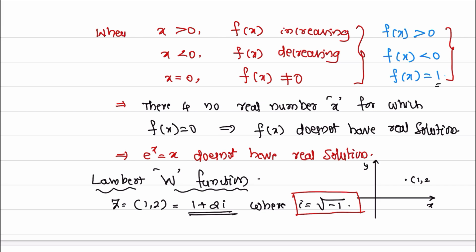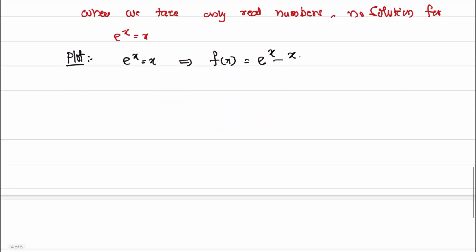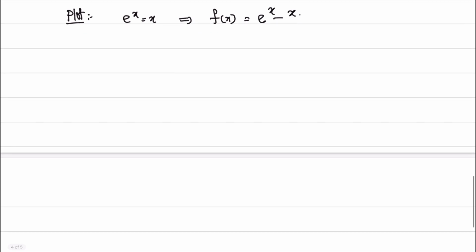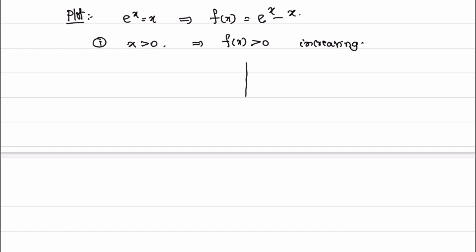Then how do we draw it? Please, let us not find any values, let us draw it. We can easily draw it. You just see. The first condition is, from the previous discussion, x is greater than 0 implies function f(x) is greater than 0 and increasing exponentially because e to the power of x is there. That means this condition is shown like this.